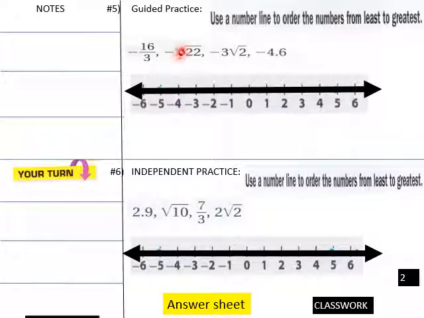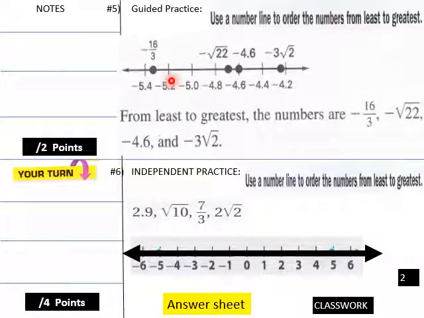From least to greatest, firstly we have negative 16/3, which would be over here between negative 5.2 and negative 5.4. Then we have the negative of radical 22, which would be about here. Then negative 4.6 would be about there. And then the negative of 3 times the square root of 2 would be about there. From least to greatest, the numbers are negative 16/3, negative square root of 22, negative 4.6, and then the negative of 3 times the square root of 2.